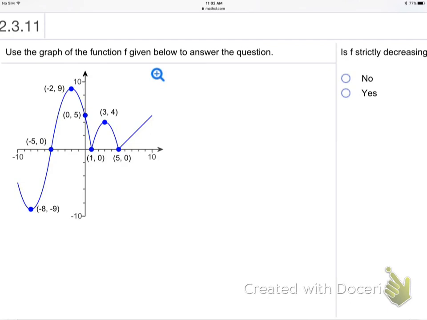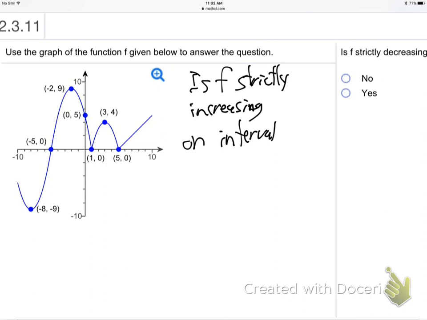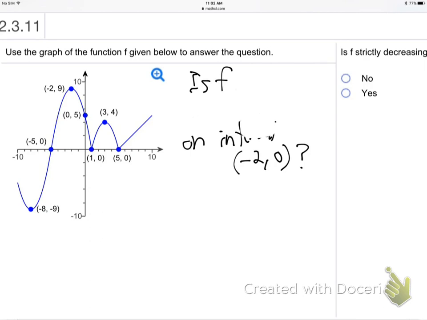So they're asking, questions off the screen a little bit. Let me write it down for you. It's saying, is F strictly increasing on the interval -2, 0? That's their question. It says decreasing. Oh, you're right. It does say decreasing. Whoops. Oh, I saw the wrong words. Okay, strictly. It does say strictly. Strictly decreasing on the interval.